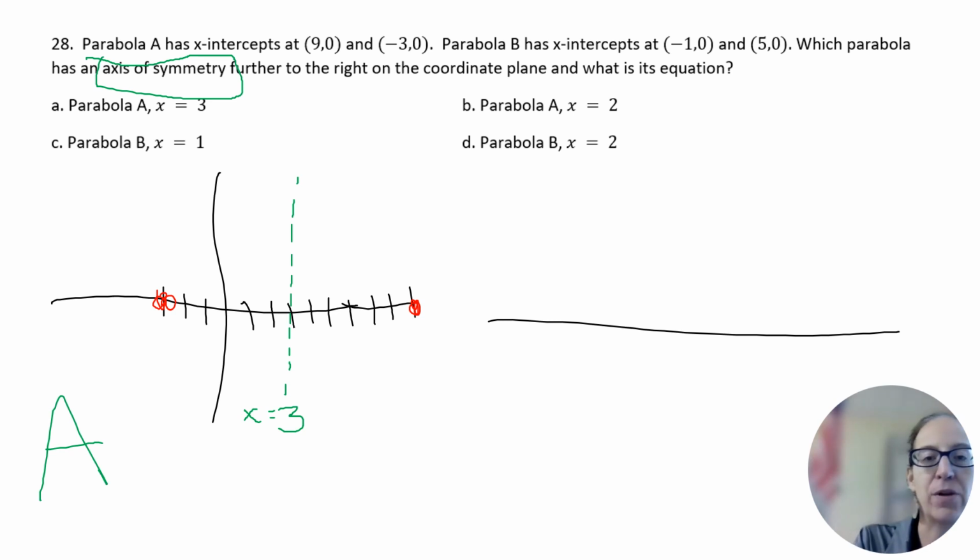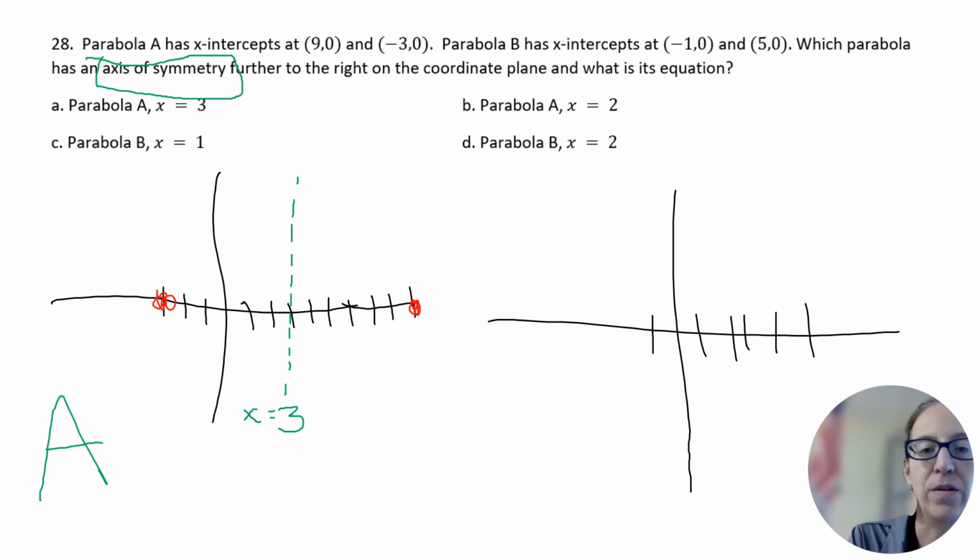Now we'll repeat the process over here for parabola B. We have x-intercepts at -1 and 5. It's true I did not do that very well, worst tick marks ever. I'm counting the spaces as I move between the tick marks, and your axis counts as one. So counting the spaces: 1, 2, 3, 4, 5, 6.